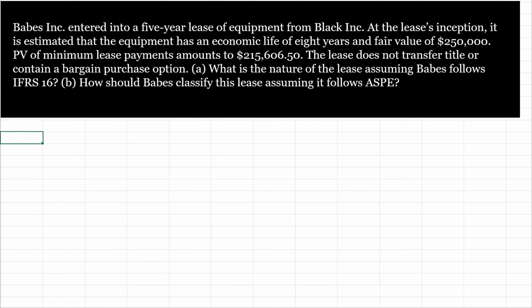Babes Inc. entered into a 5-year lease of equipment from Black Inc. At the lease's inception, it is estimated that the equipment has an economic life of 8 years and fair value of $250,000. The present value of minimum lease payments amounts to $215,606.50. The lease does not transfer title or contain a bargain purchase option.